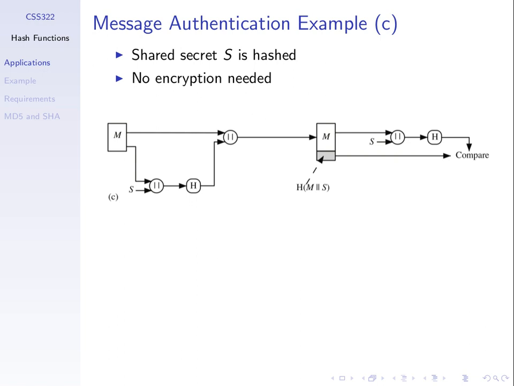The goal is that A wants to send a message to B, message M, and when B receives it, B wants to make sure it came from A. One way to do that, both A and B have a secret, S. A sends the message as well as the secret to B. When B receives this message, because it contains the secret S, it matches this secret value, therefore it must have come from A. So this is authenticating the source in this case.